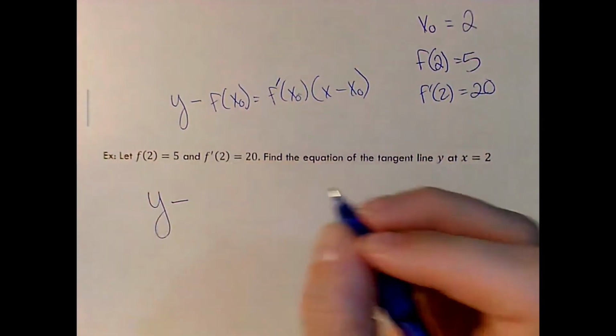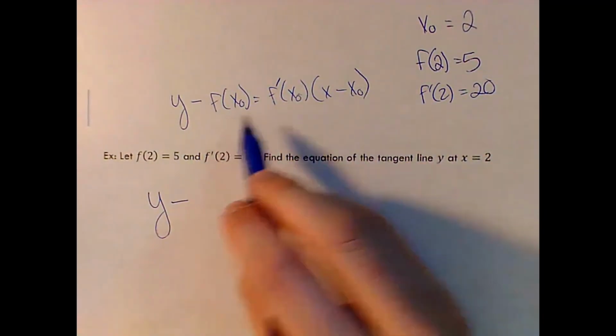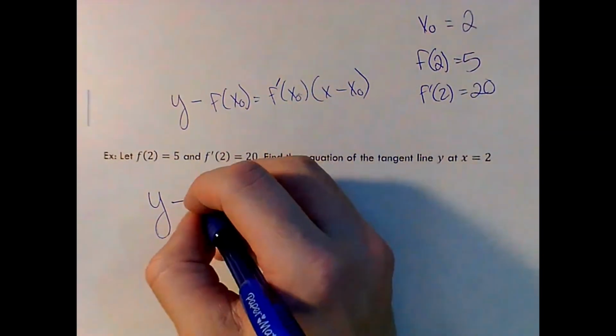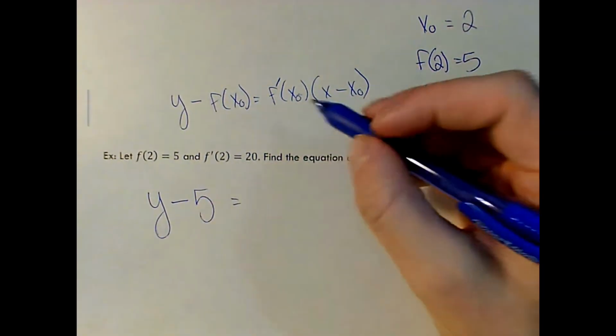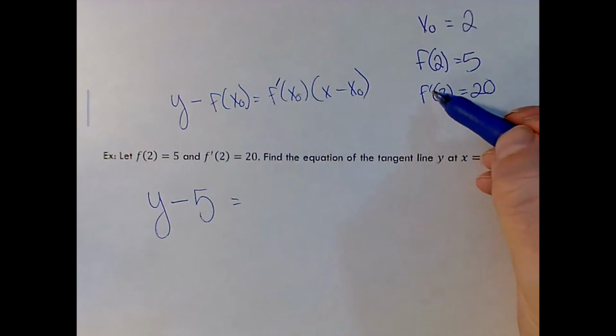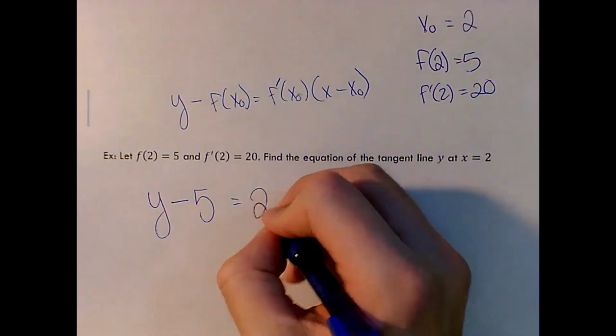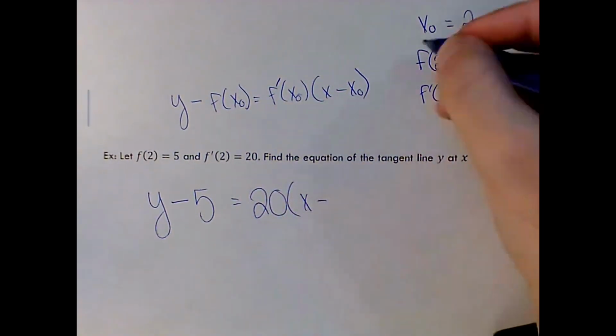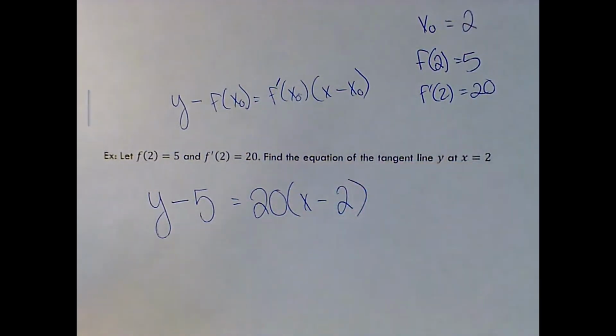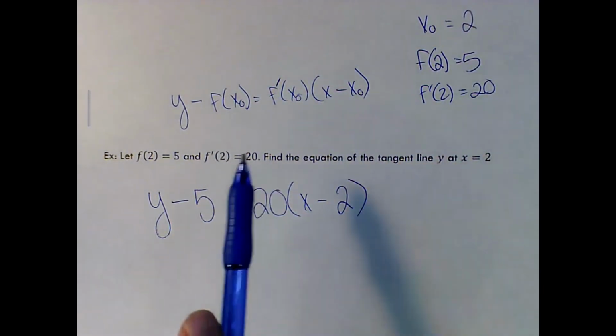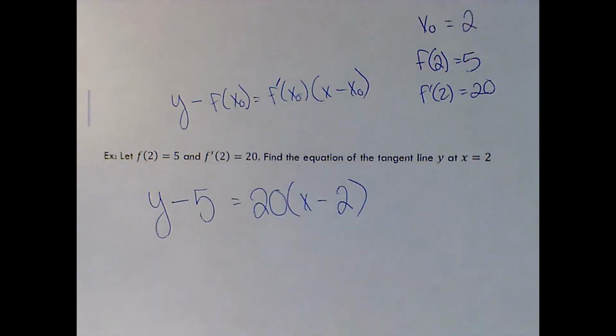y minus f of x sub 0 is the same as f of 2, which is 5. y minus 5 equals f prime of x sub 0, the same thing as f prime of 2, which is 20, times x minus x sub 0, which is 2, and I'm done. So that example was just, okay, take that ugly, terrible looking monster equation and plug stuff in, and I did just fine.